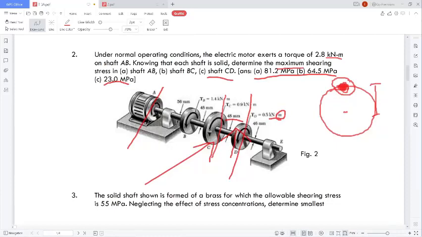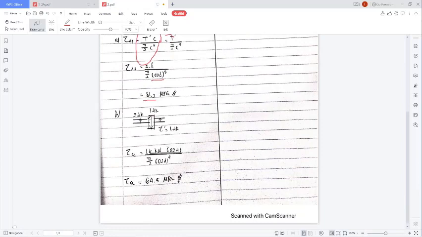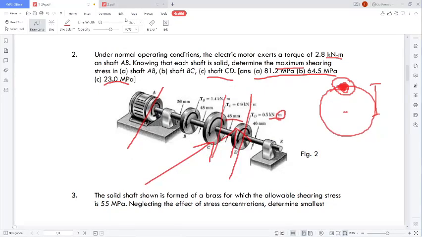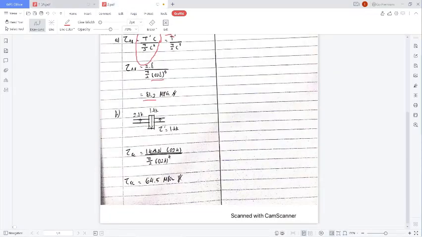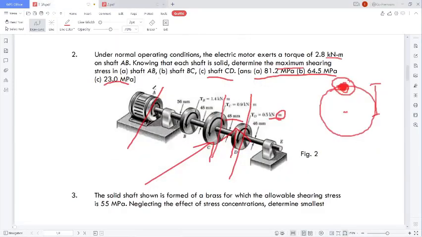At the shaft BC, it will have an internal torque also, defined from the equilibrium of 2.8 kilonewton meter and 1.4 kilonewton meter. So you need to subtract 1.4 from 2.8 kilonewton meter, since they have different directions. Thus you will get 1.4 kilonewton meter exerted in the upward direction at shaft BC. So you will get 1.4 kilonewton meter for the value of internal torque for BC.